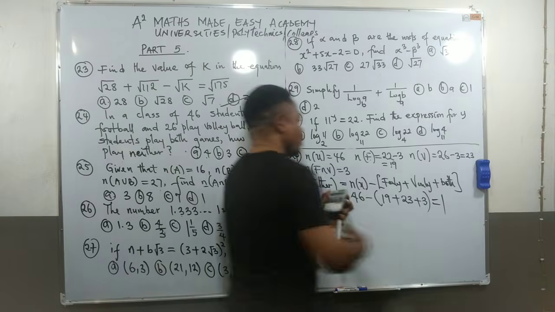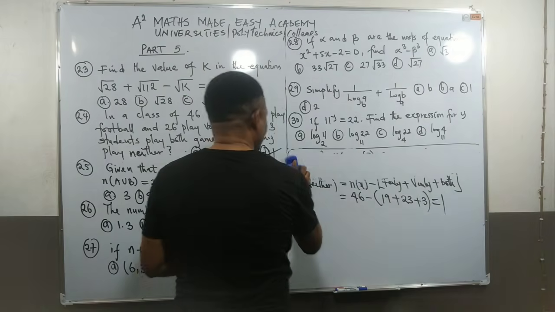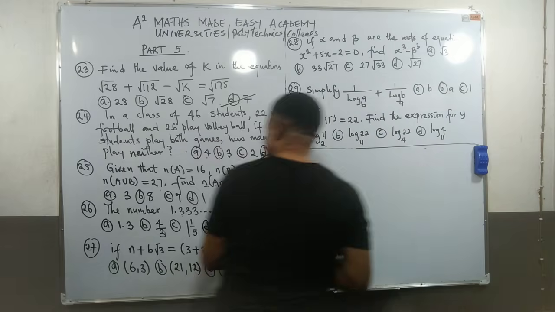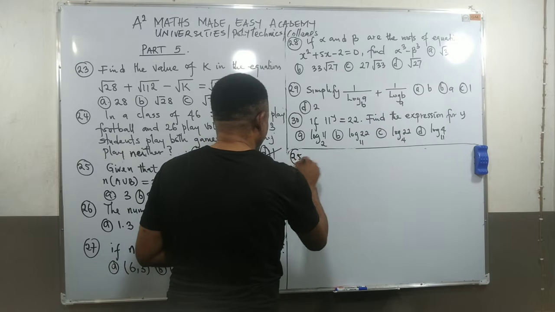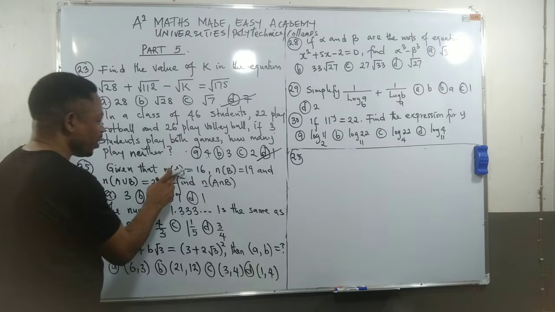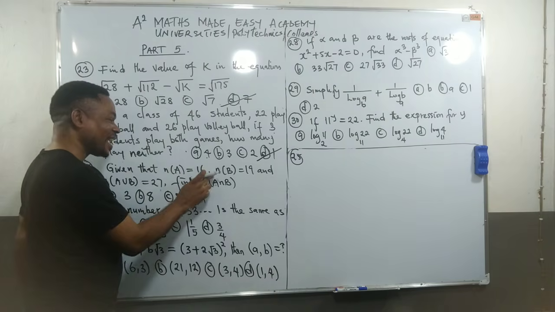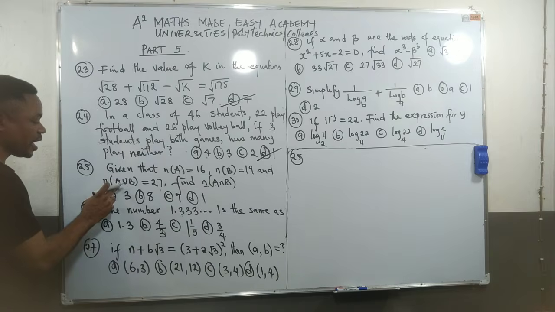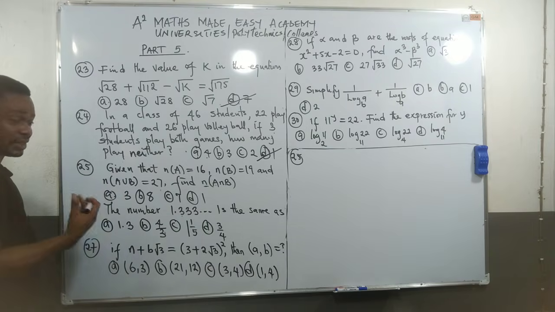Now question number 25. Are you there? What is question number 25? I want you to observe this. The question is: given that the cardinality of A is 16, and the cardinality of B is 19, and the cardinality of A union B is 27.